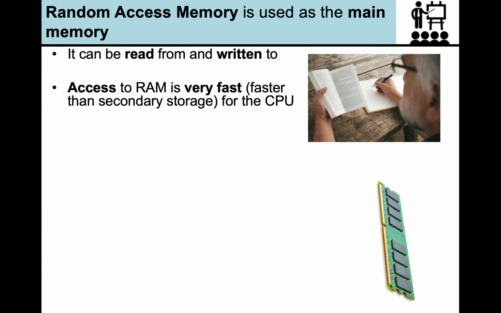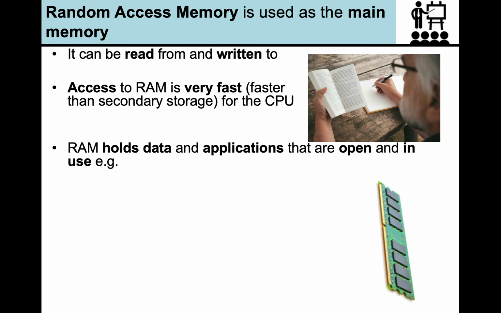And access to RAM is very fast. Now, we need to always compare when we're talking about speed. So it's faster than accessing secondary storage, and it's very fast for the CPU because the CPU fetches instructions and data from RAM during the fetch, decode, execute cycle.